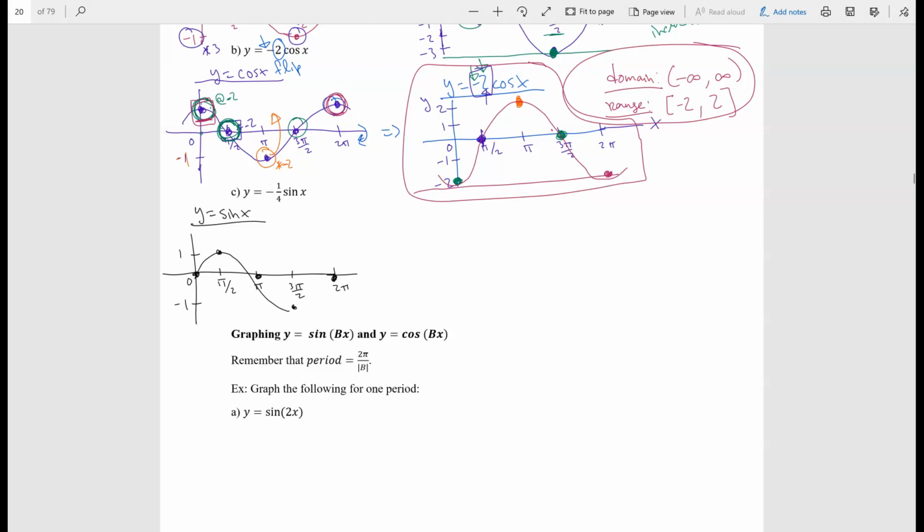This one I'm going to go a little faster. Okay, so that's basically what the curve looks like. Imagine that it's hitting the points.